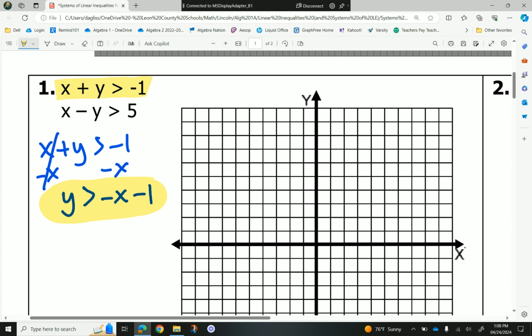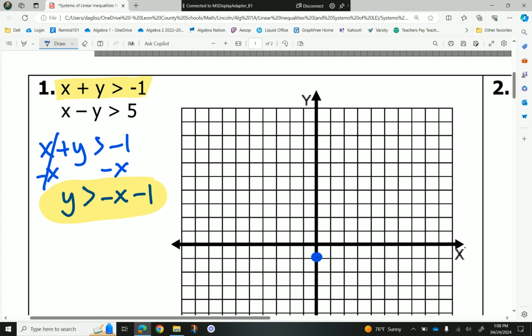When I graph this, is it going to be a solid or a dashed line? It's going to be dashed, good. And are we going to shade above or below it? We will shade above or greater than, right? All of my y's are greater than the line. Does that make sense? So the y's we shade have to be above it. We're going up. Where does this line start? So we're going to go down to negative 1.